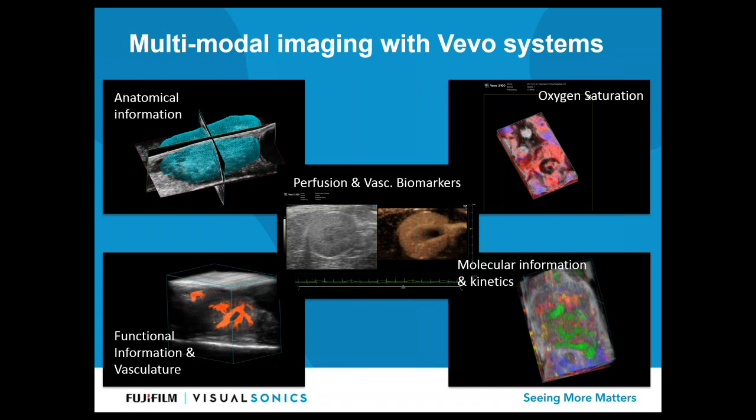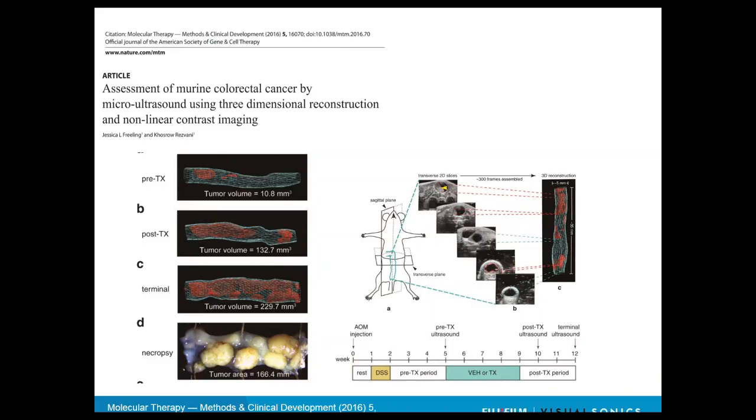This may sound a bit vague now, a bit abstract. To make it a bit clearer, I brought you some examples from the literature to show how other researchers are using these capabilities to pursue their studies and gain more information from their animal models. The first publication I have here is from 2016.